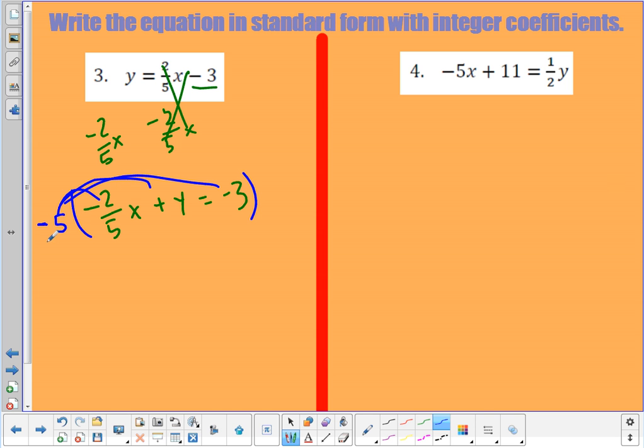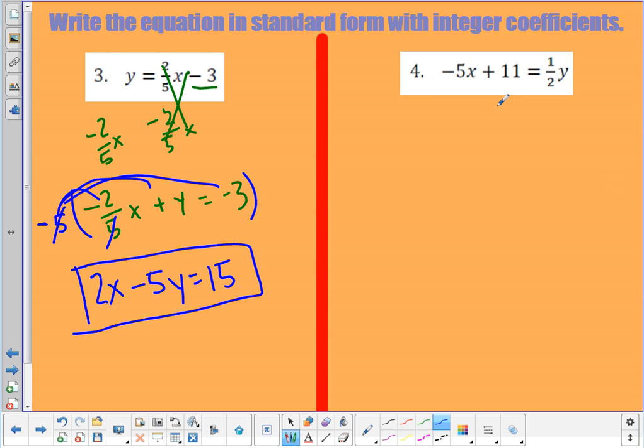So -5 times -2/5, this 5 is going to cancel that, and then I really just have a negative times a negative, which is +2. Okay, so the 5 on the top canceled the 5 on the bottom, the negative canceled the negative, I'm left with a +2. That's with my x term. Then I have -5 times y, that's -5y. Then I have -5 times -3, that's +15.